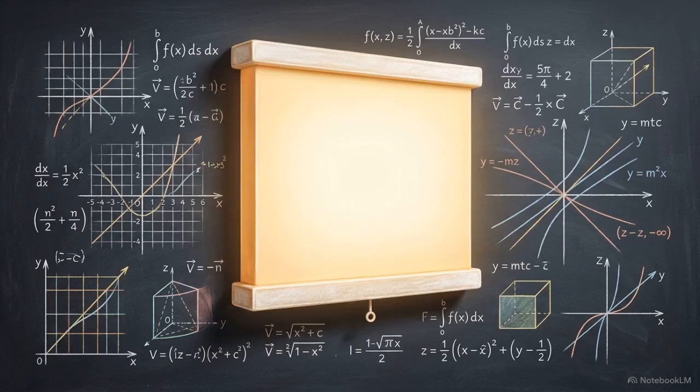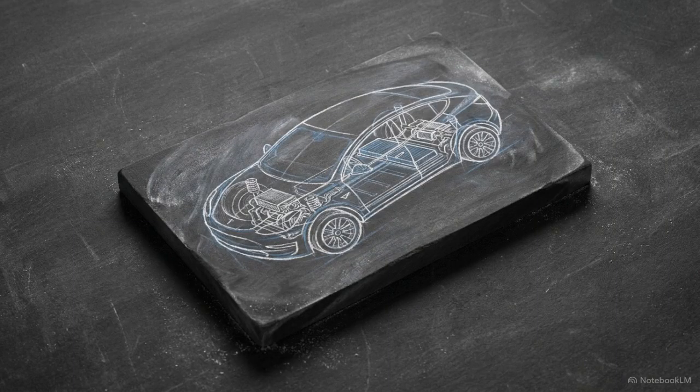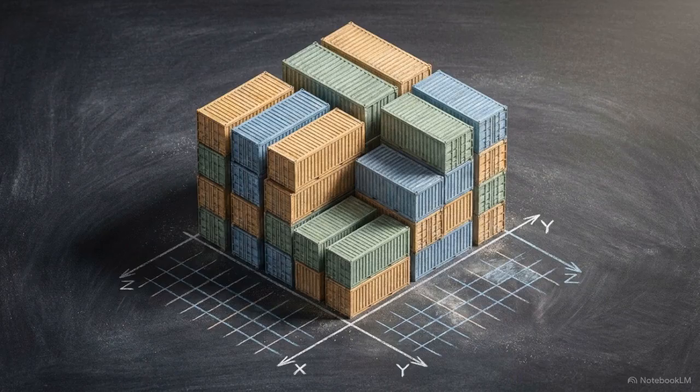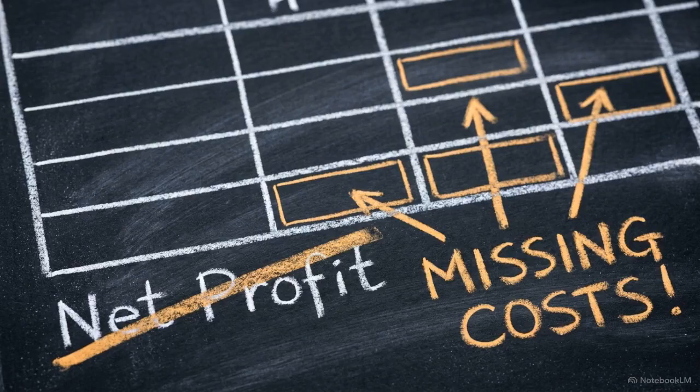To survive, an organization has to answer 4 structural questions: what to produce, how to produce it, how much to make, and for whom. Relying on standard accounting intuition to answer those questions often masks critical inefficiencies, leading to failures you won't spot on a standard balance sheet.